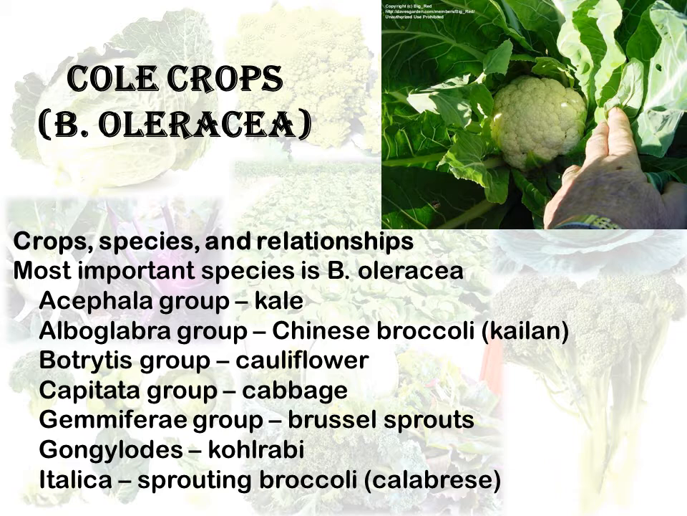Sometimes you may be asked, cabbage belongs to which group? That is the Capitata group. Cauliflower belongs to which group? That is the Botrytis group. So you have to remember this point. Sprouting broccoli belongs to the Italica group. So these are the different species and their relationships.